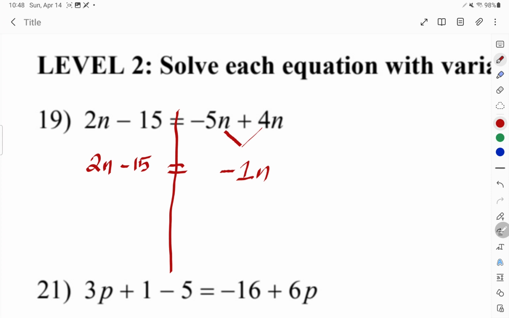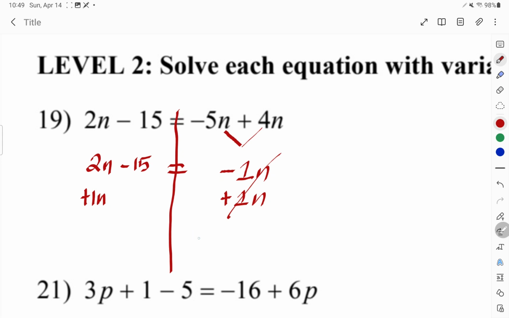Now, at this point, you can do this problem whichever way you want to. I can move the n to the right, or I can move the n to the left. Now, usually whenever we write our answers, we tend to put the letter first. So I'm going to go ahead and move this one to the other side because I want to make sure I have the n on the other side. So I'm going to cancel those two out. So this one's going to be plus 1n.